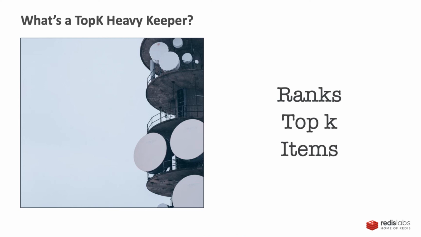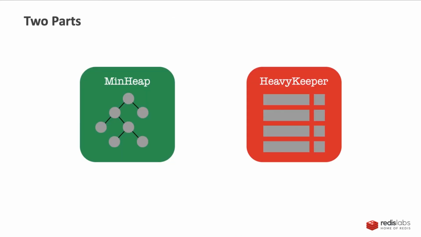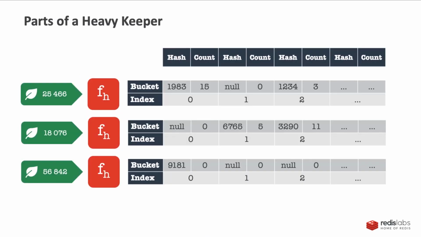This is one we have in Redis. It's made up of a min heap and a heavy keeper. And we're just going to focus on the heavy keeper because it's honestly the more interesting part. Min heaps are a little more established data structures. Heavy keeper, once again, is using hash functions, right? So it's got a selection of hash functions with a seed, and it's got arrays of buckets.